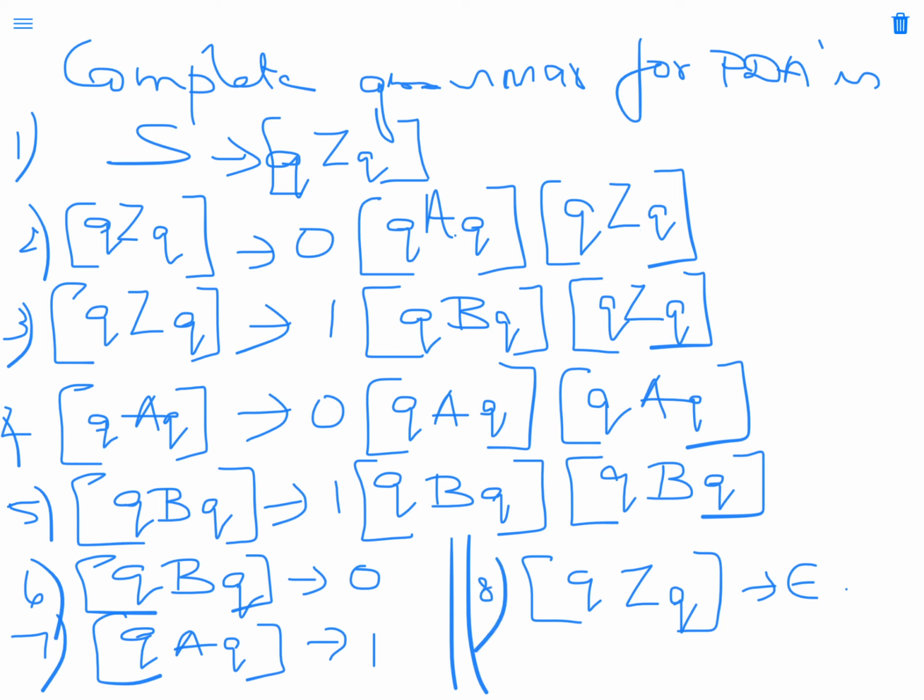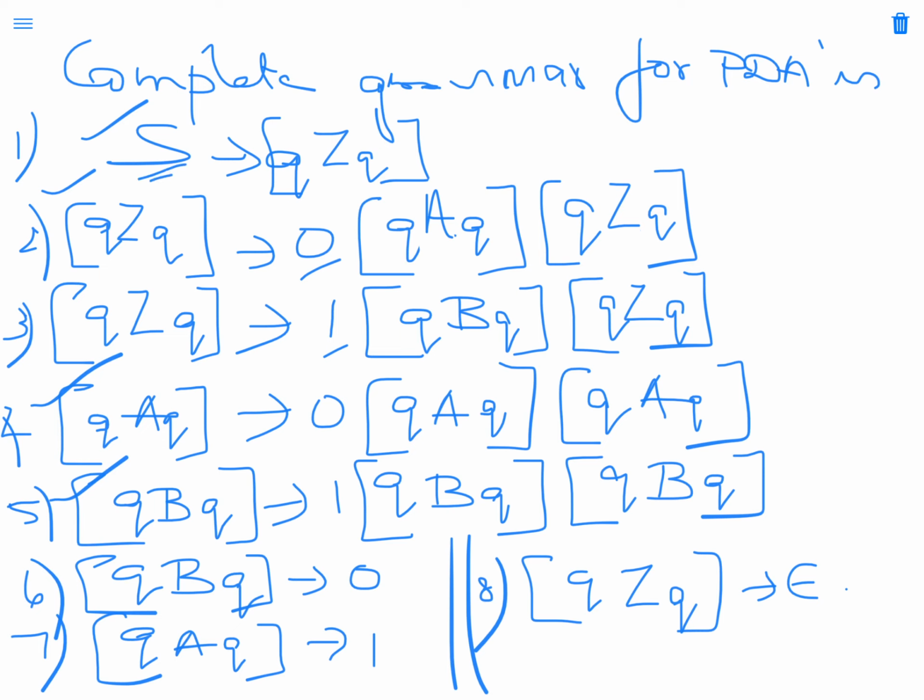Okay, which are the non-terminals here? You can write the tuples also. V, the set of non-terminals, will be S, [qZq], [qAq], [qBq]. These are the non-terminals, and the terminals T will be 0 and 1. The productions are listed and the start symbol is S.